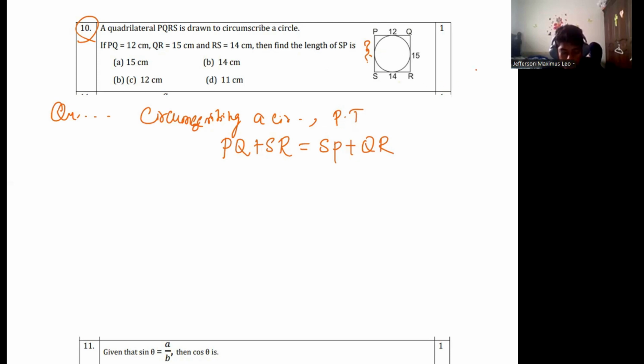Yes, correct. So alphabet ABCD here PQRS. That's all. Okay, so quadrilateral circumscribing a circle. So prove that here opposite side summation PQ plus SR is equal to PS plus QR. PQ is 12, SR is 14, PS is a question mark. So maintain as it is. QR is 15. Okay, now do the calculation and say the answer quickly.